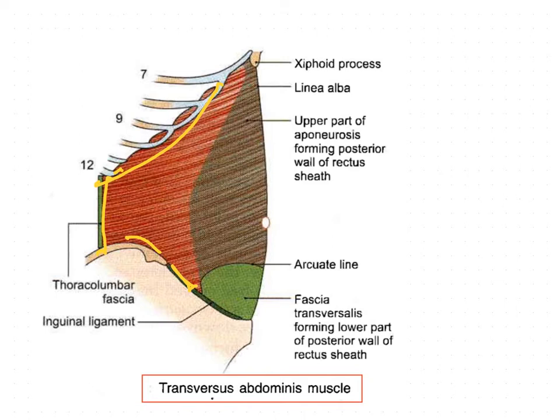In some texts, this thoracolumbar fascia is considered the vertebral part of the transverse abdominis muscle, because this thoracolumbar fascia is attached to the vertebrae. For that reason, this thoracolumbar fascia is called the vertebral part origin of the transverse abdominis muscle, and the fibers originating from the ribs are called the costal part of the transverse abdominis, and the fibers originating from the iliac crest are called the pelvic part of the transverse abdominis muscle.